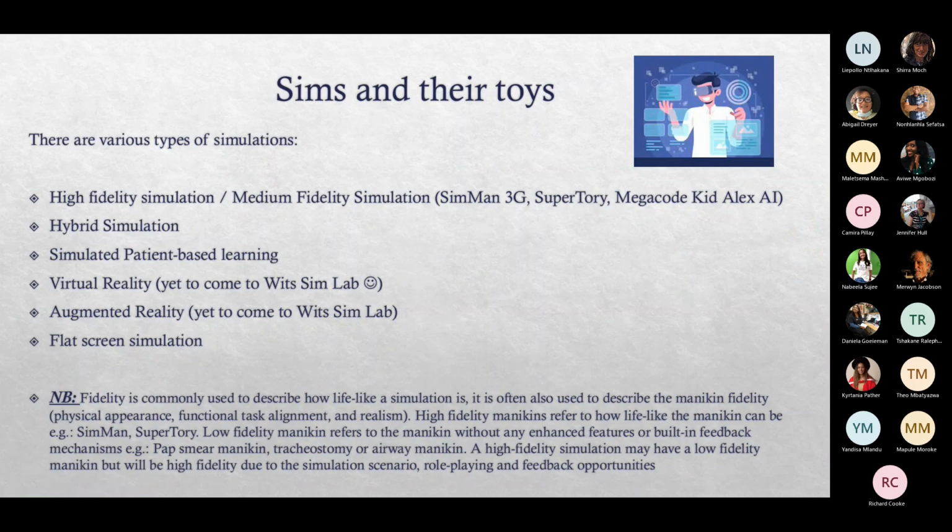Okay. So now we get to the fun stuff and a lot of what makes my job quite exciting. Sims and their toys. So we've got various types of simulations that we run in the lab, and I'm going to talk through each of them. So we've got high fidelity simulation or medium fidelity simulation. What this means, and I've put the definition of fidelity at the bottom, just for people who are unfamiliar with what fidelity is, essentially, we're talking about how lifelike and how real the simulation is. And with a high fidelity simulation, we use mannequins or equipment such as SimMan 3G or Super Tori.